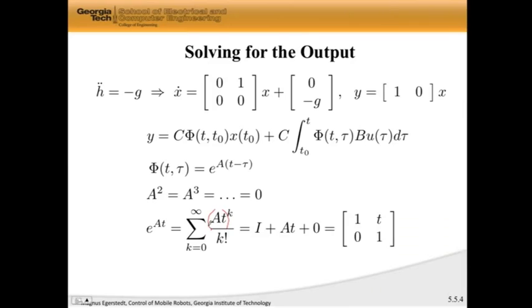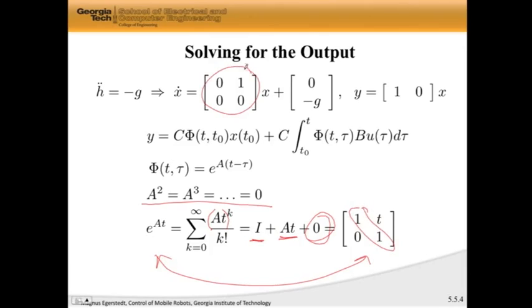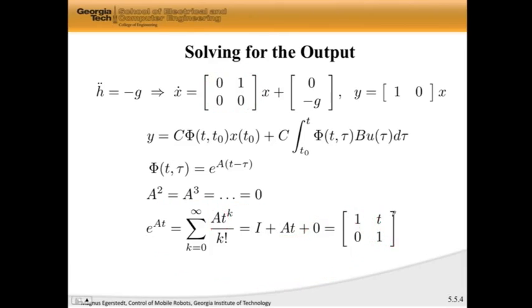Well, in our case, all the higher order A's are equal to 0. So I get first k equal to 0, which gives me the identity matrix. Then I get k equals 1, which simply gives me A times t. And then I have all the others, which are equal to 0. So e to the At in this case is simply this matrix. Here is the part that comes from the identity matrix. And since A is simply that times t, I get the t up here. So this is my e to the At, or my state transition matrix.